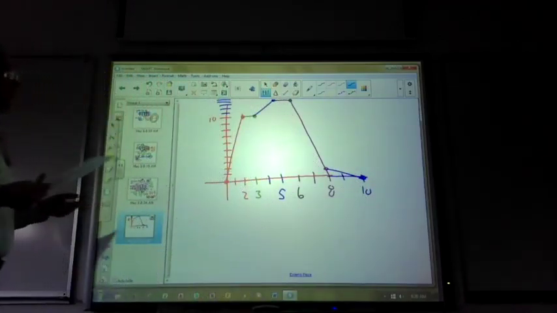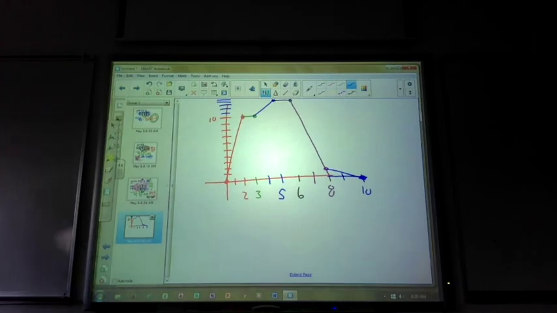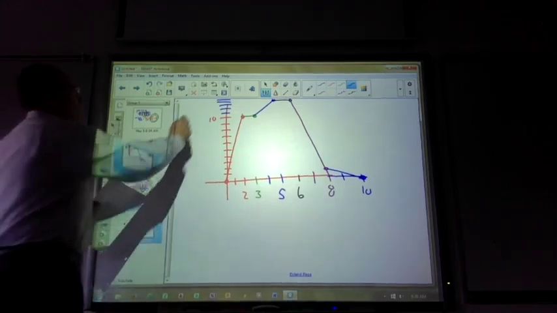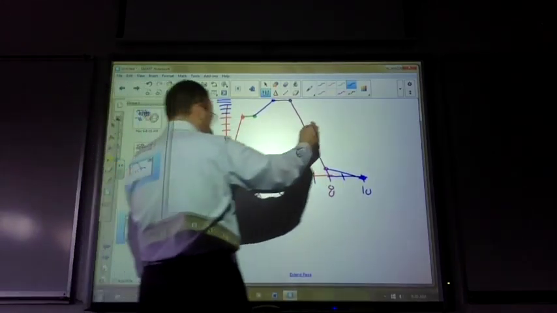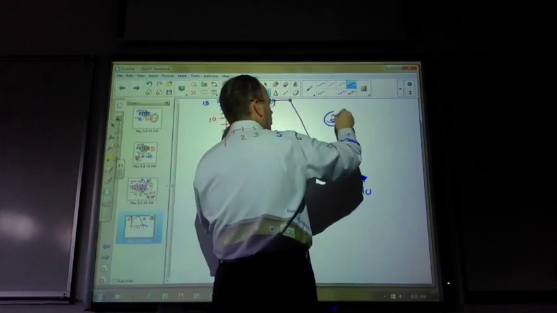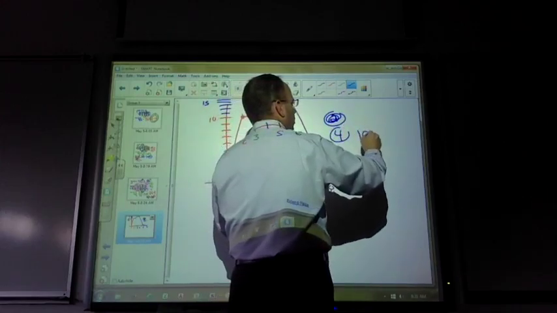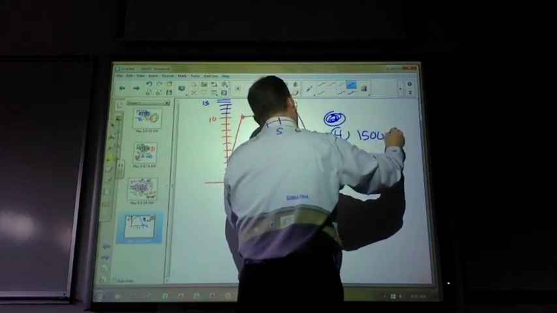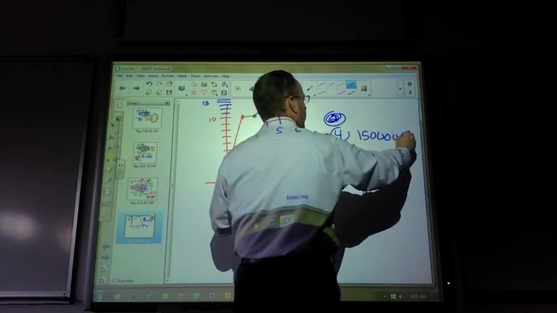Okay, so for the most part, that's what our graph looks like. What was the highest elevation achieved? 15,000. So all the way up here is 15,000. So letter A, or number 4, 15,000 was our highest elevation in feet.